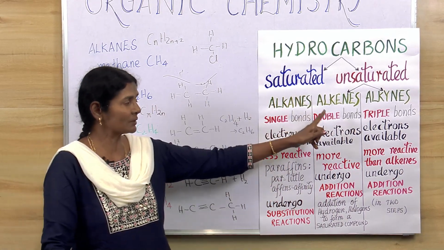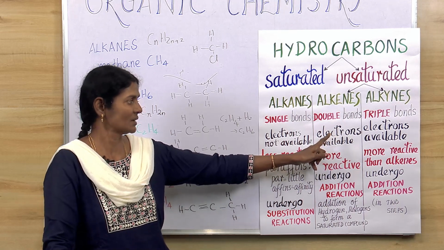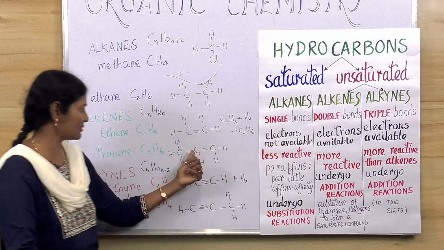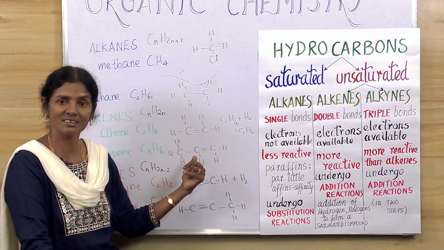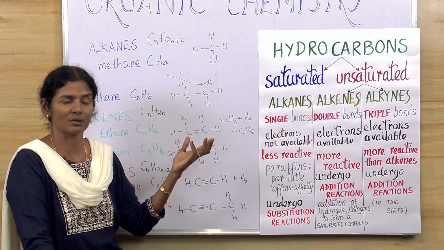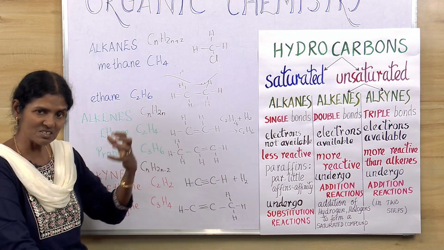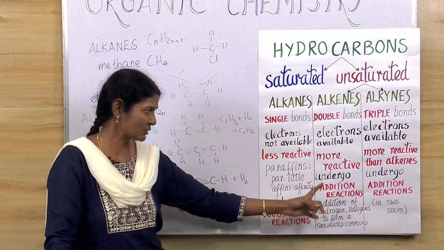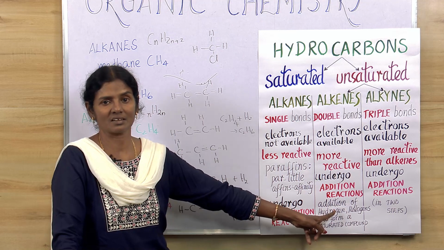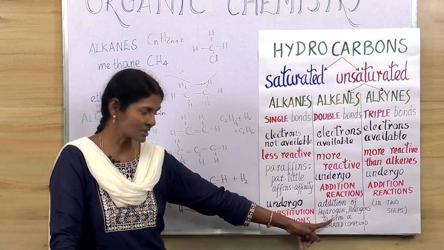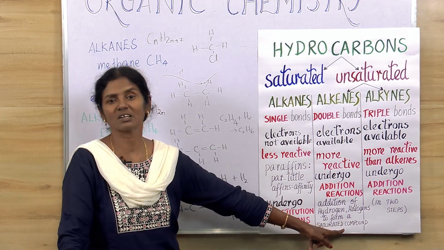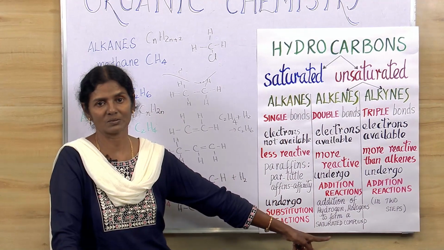Okay? But when you come to alkenes, they have electrons available. Wherever double bonds are there, the electrons are still there, waiting for some element to come in. So when that element comes in, it adds on. Therefore, it undergoes addition reactions. Why does it undergo addition reactions? Finally, to form a saturated compound.